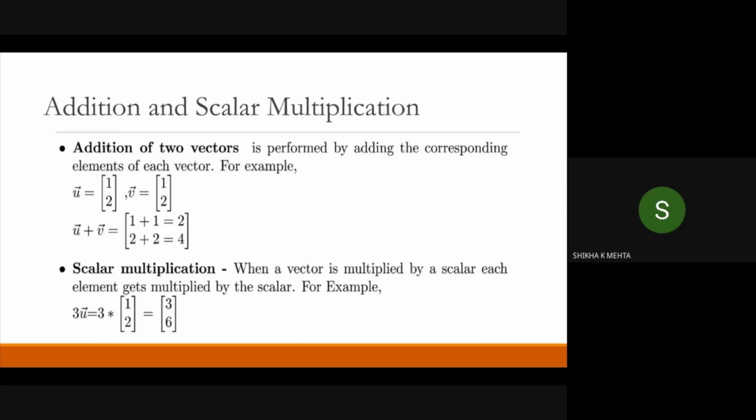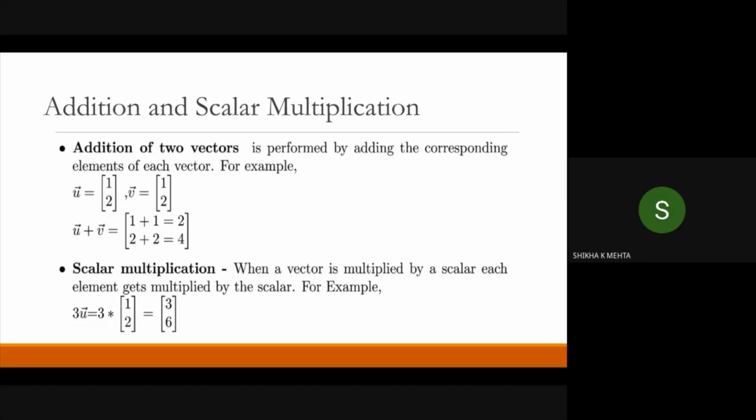If we represent these vectors in the form of arrows, the size of those vectors will increase in the same direction, the direction does not change, only the magnitude is changing. Similarly for scalar multiplication, only the magnitude increases, the direction does not change for that particular vector.